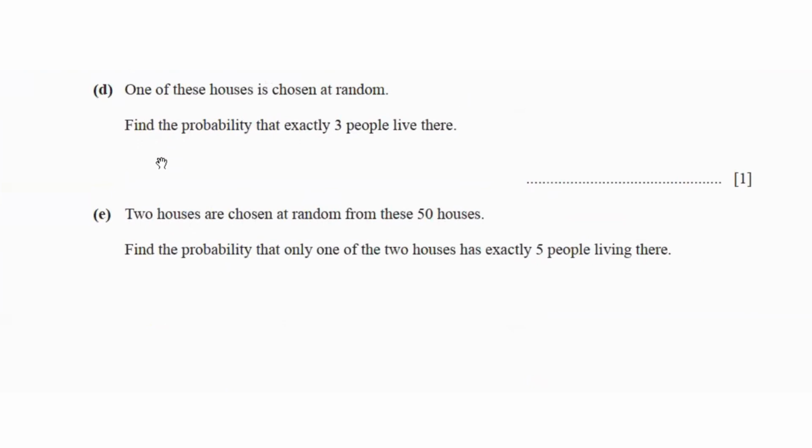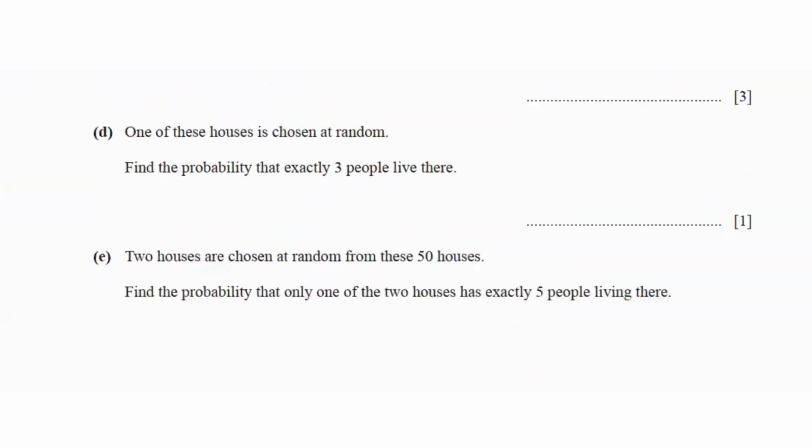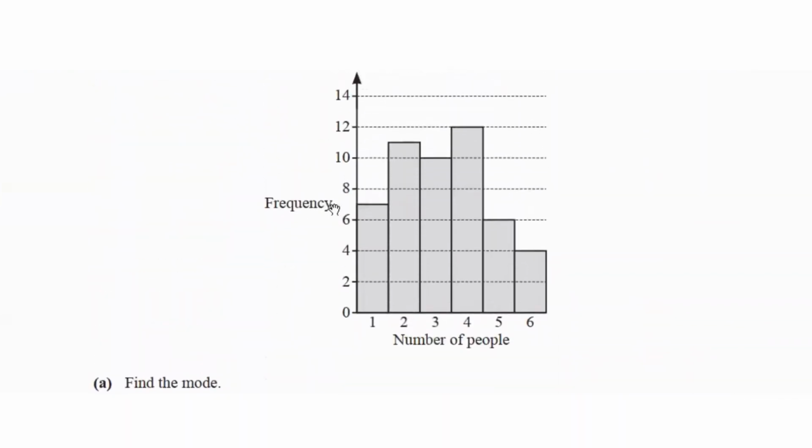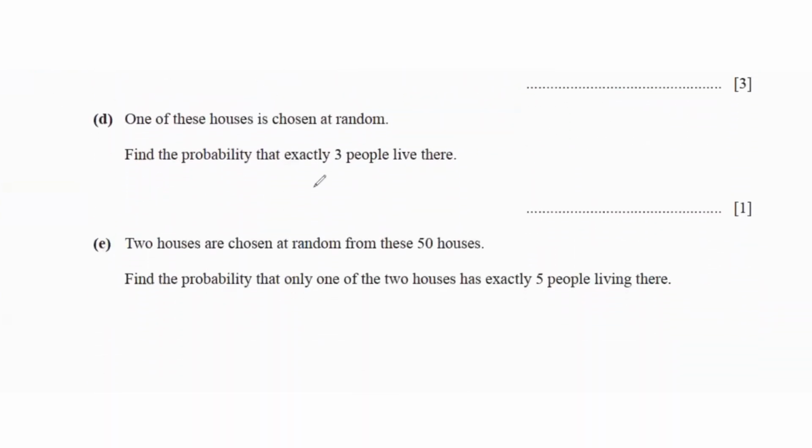Then it says one of the houses is chosen at random. Find the probability that exactly 3 people live there. So for 3 people, the frequency is 10. So what we will do is divide the frequency of 3 people, which is 10, by the total number of houses, 50. So that is 1 over 5. That is the probability.